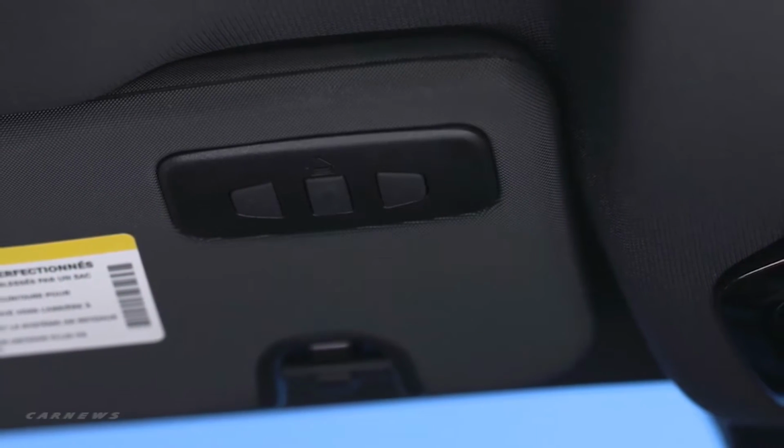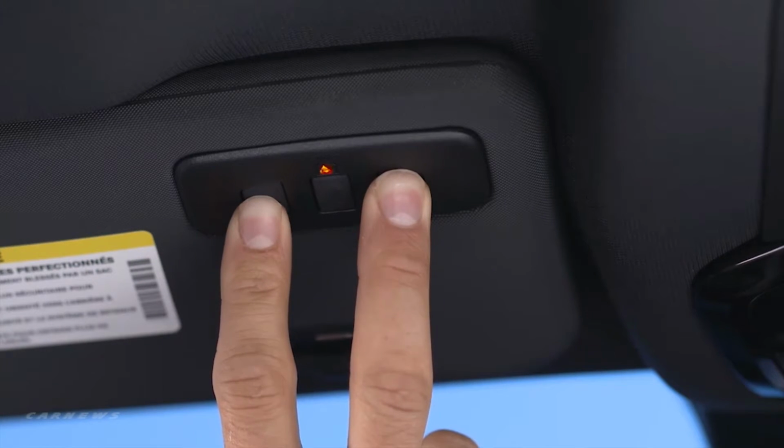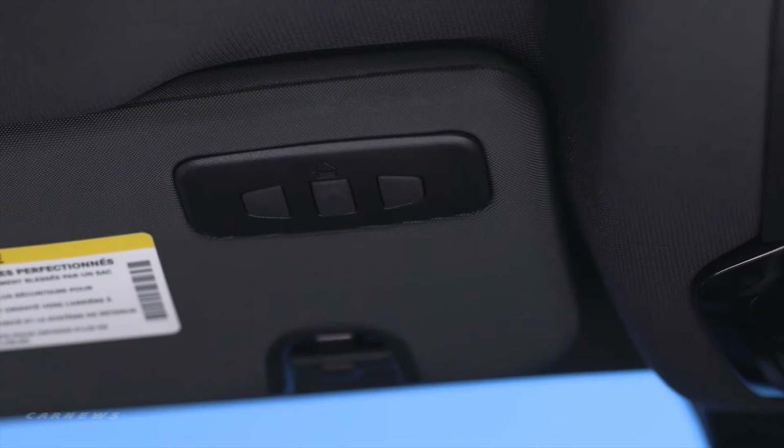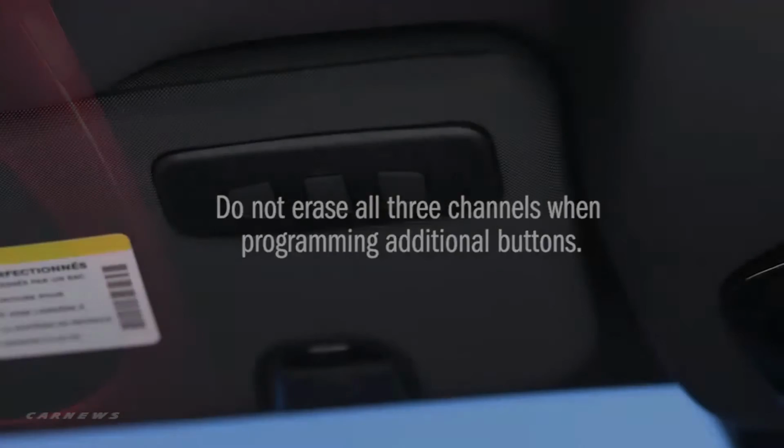Then you'll want to reset the HomeLink system memory. To do this, simply push and hold the 2 outside buttons until the indicator light flashes. This could take up to 20 seconds. This procedure erases all 3 HomeLink button programs, so you'll only need to do it once. Do not erase all 3 channels when programming additional buttons.